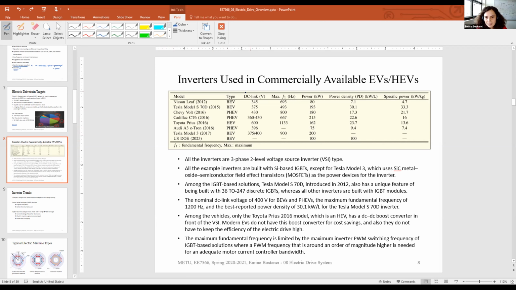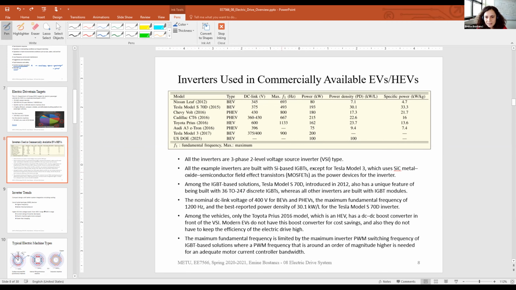There are some comments here that I have copied and pasted from that paper. It's a good paper, so I will also share it. I think you should read the paper. First of all, all of these vehicles have a 3-phase 2-level voltage source inverter to be able to drive the 3-phase AC machines. And all the inverters are built based on silicon-based IGBTs.